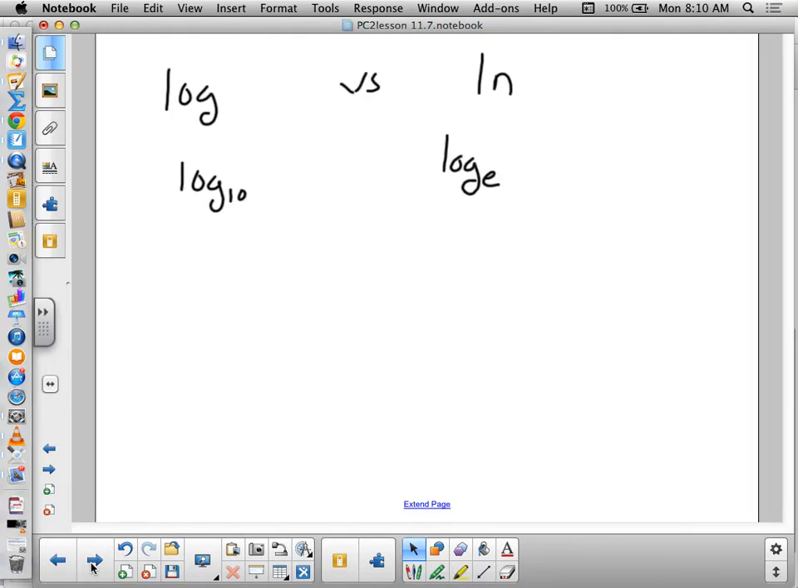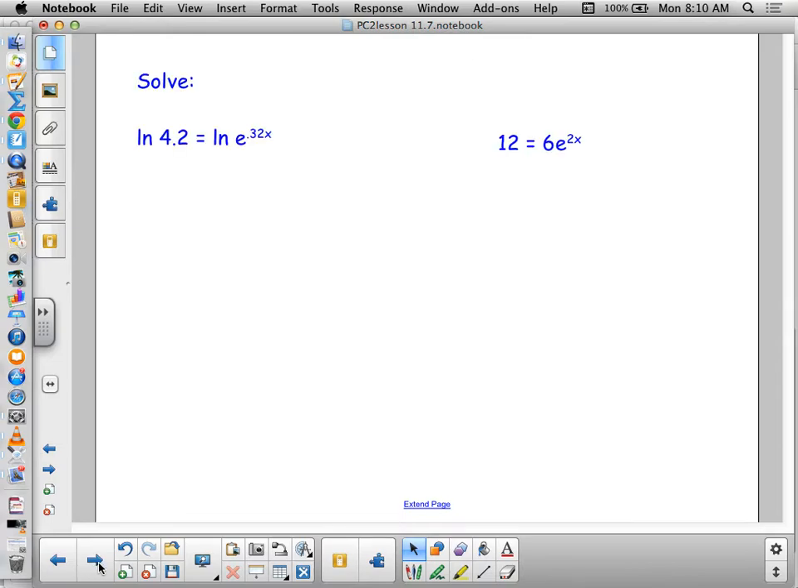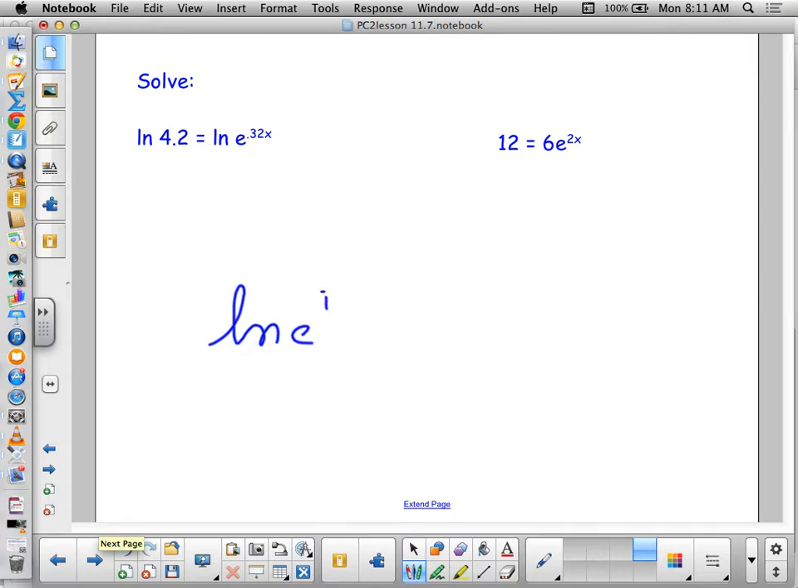All right, so let's take a look at just a couple things we have to go over today. If I have ln 4.2 equals ln e to the 0.32x, again, don't overthink these. They're really pretty simple. ln e to any power, just a quick reminder: ln of e to any power just equals that power. Okay? Whenever we see the ln of e to something, that's like a golden ticket to free easy time.